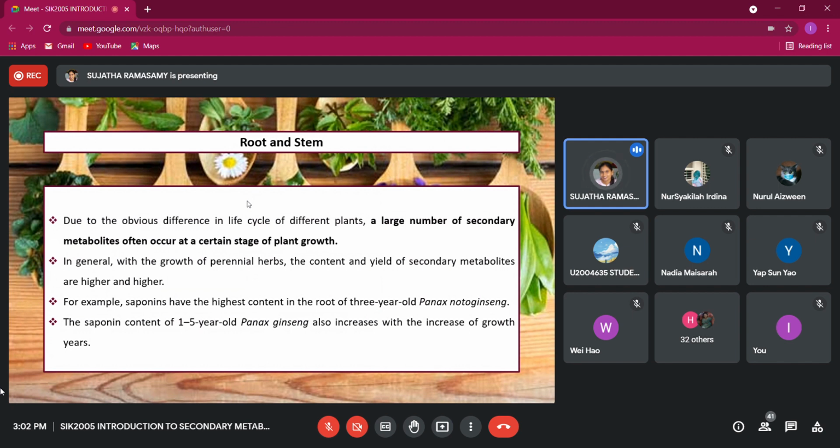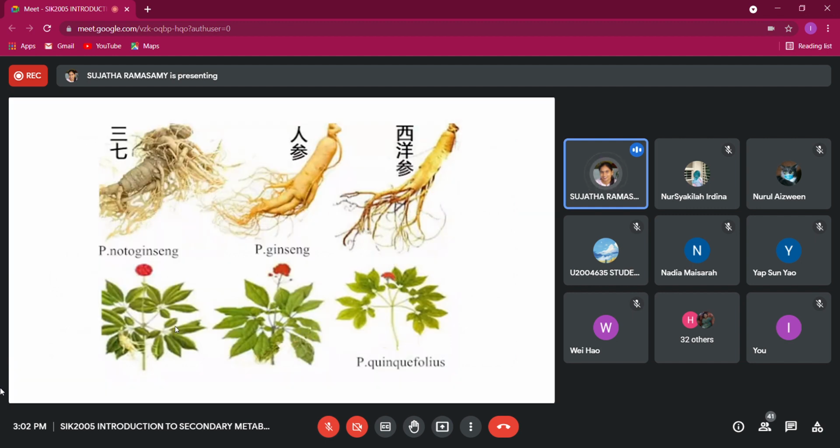Okay, and in Panax ginseng, another ginseng species, the saponin increases from age 1 to age 5. That means when the Panax ginseng is the age of 5, the saponins are higher. So it's different, even though same genus, tapi dia punya saponin in Panax notoginseng is higher at the age of 3 in the root, and in Panax ginseng is higher at age 1 to 5. It keeps on increasing.